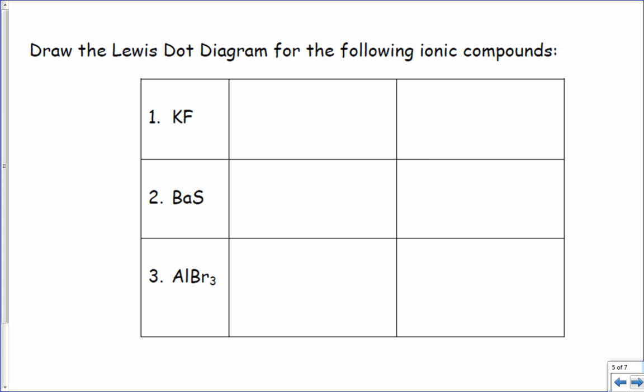So we have some more to practice, and I have a reference table to help me, just like you guys should have. I have K and I have F. K has 1 valence electron. F has 7 valence electrons. This is going to look very much like the one we just did together. I'm going to take my time and draw them out like we're supposed to, one at a time.